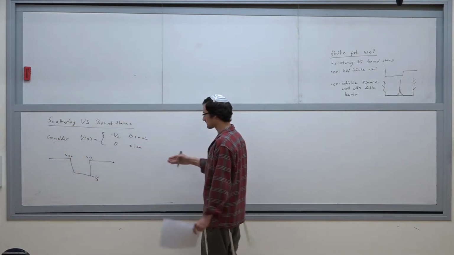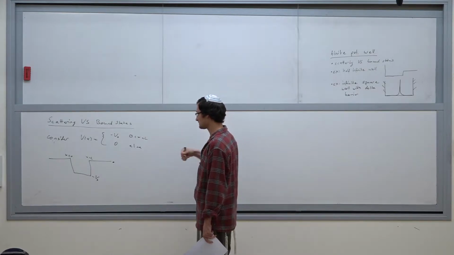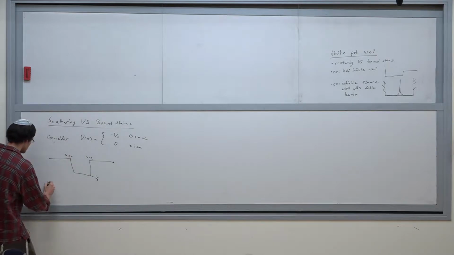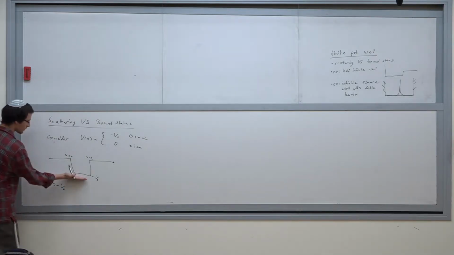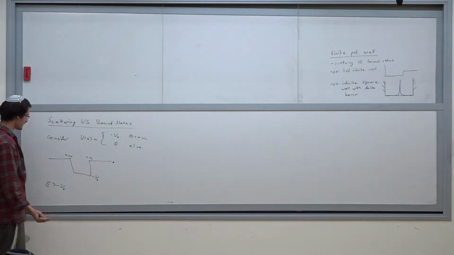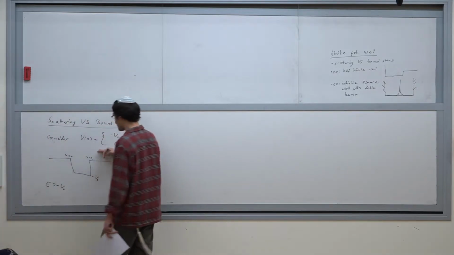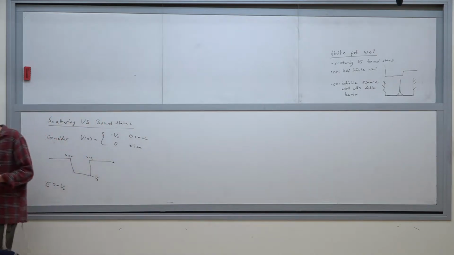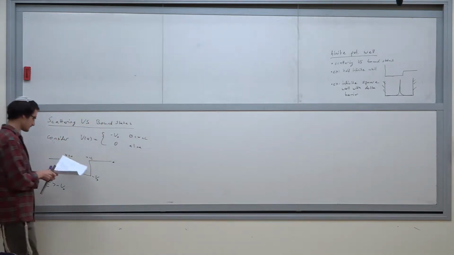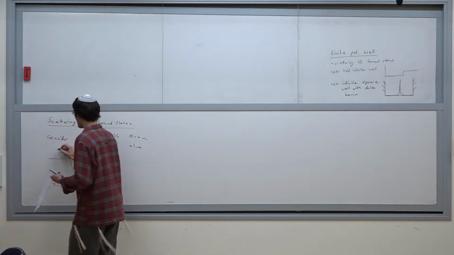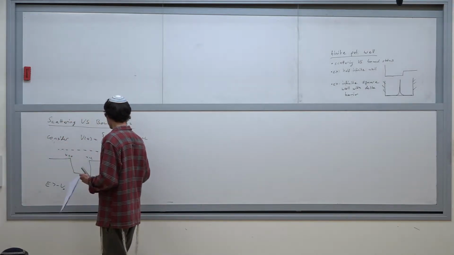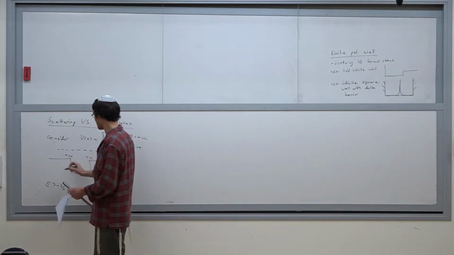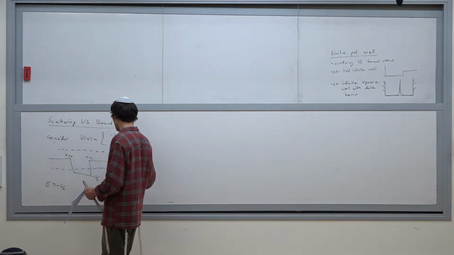Now, there's a physical condition on the energy. The energy must be larger than minus V0. Energy cannot be below the bottom of the well, but it can be either negative or positive. So E can be either here, or it can be below 0, like this.